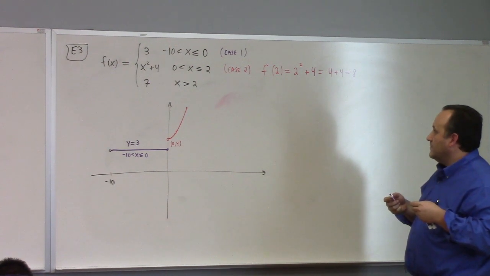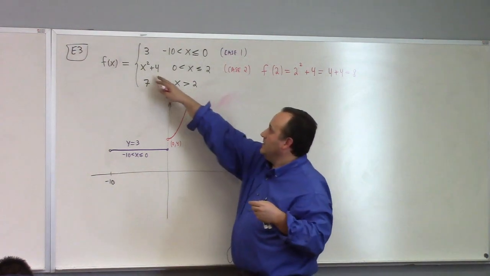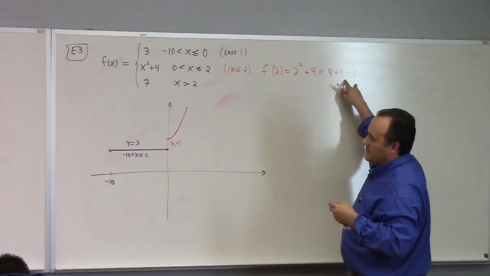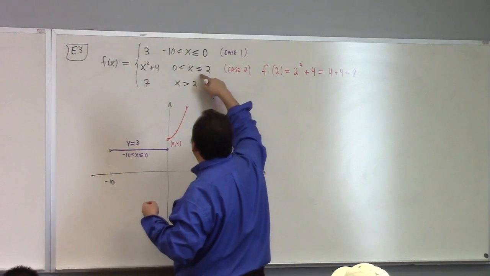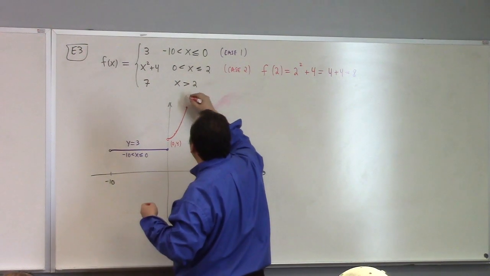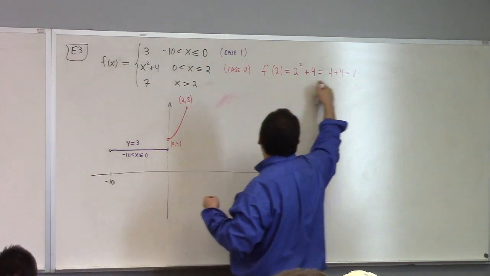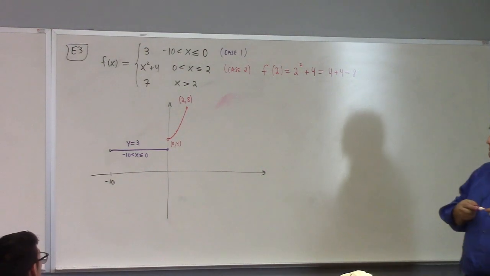In case 2, I plug the number 2 into the formula, and I get 2 squared plus 4, which is 4 plus 4, which is 8. That comes from the inequality, because it's less than. Yes, exactly, I'm looking at the edge case here. So that point would actually be (2, 8), according to this calculation. Okay, then what? Well, we still have case 3.